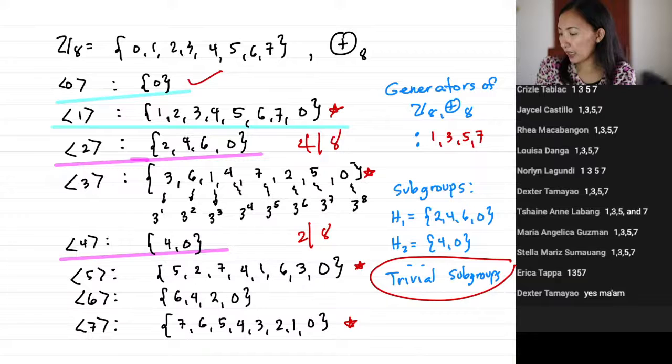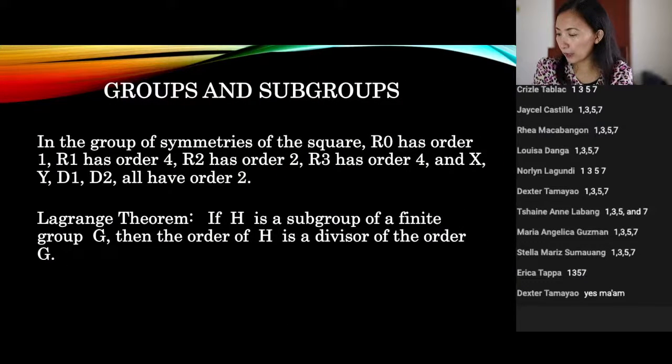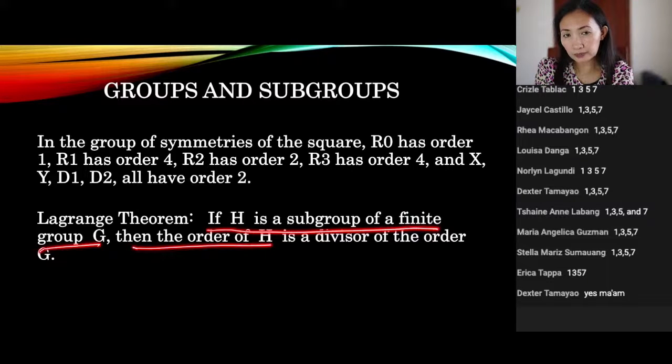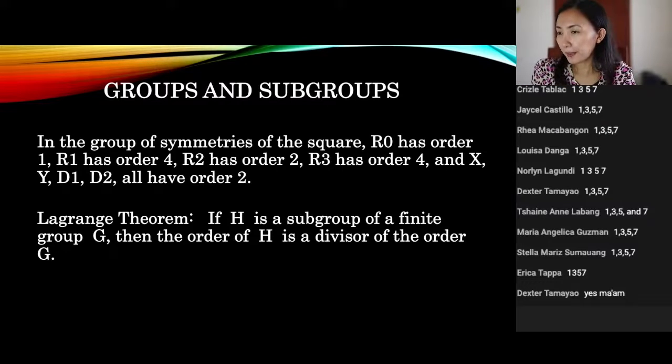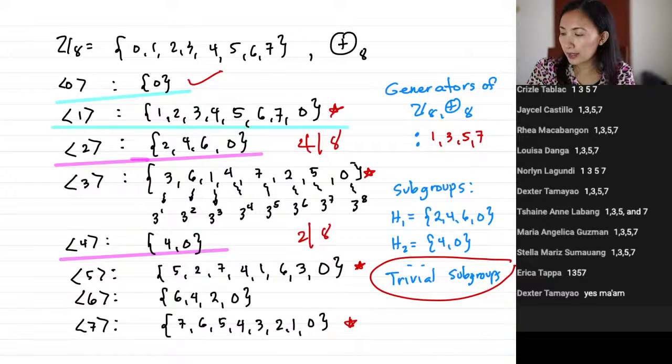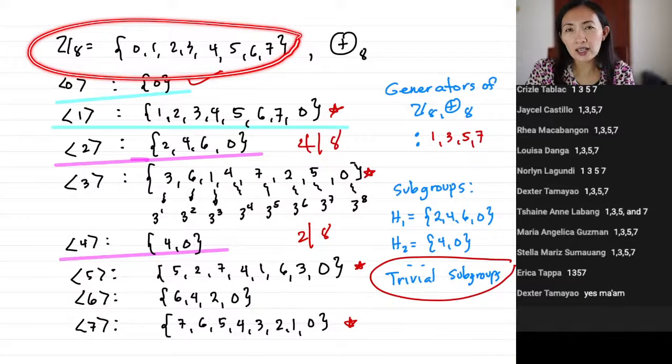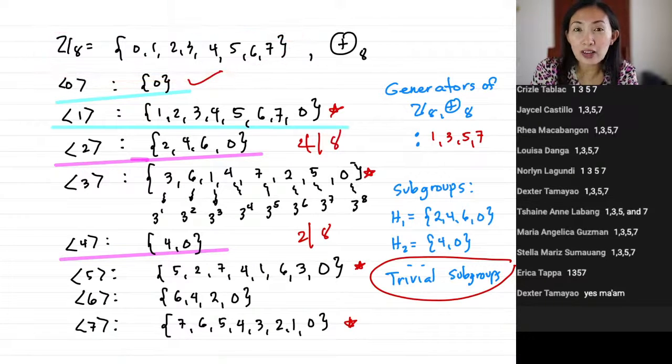Wala. Kasi sabi ng Lagrange Theorem, let me underscore, if H is a subgroup of a finite group G, then the order of H, the number of elements of H, is a divisor of the order of G. So, going back once again, here, the order of the group is 8. So, anong expectations natin? The subgroup may contain 1 element, 2 elements, 4 elements, and 8 elements, because those are the only divisors of 8.